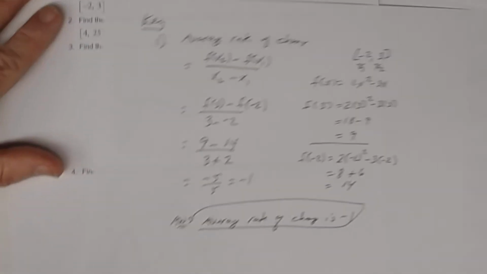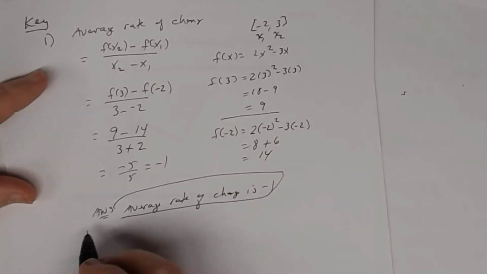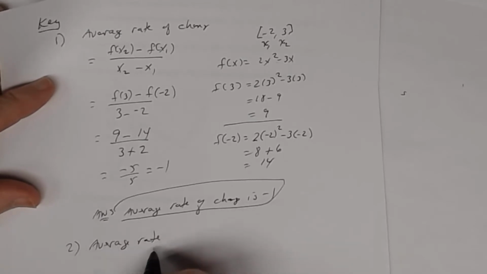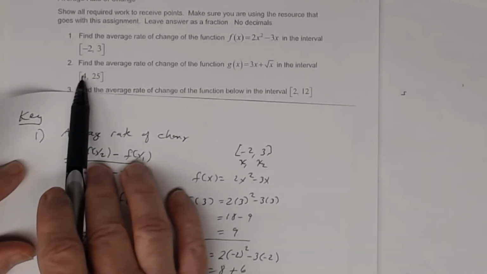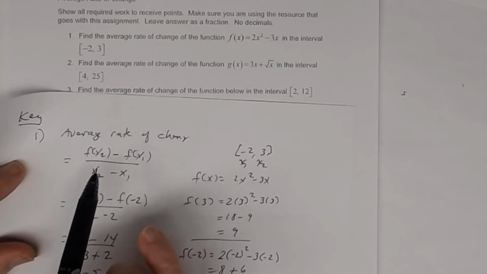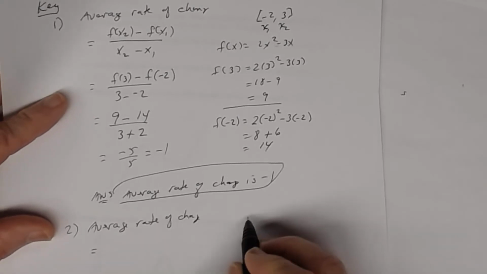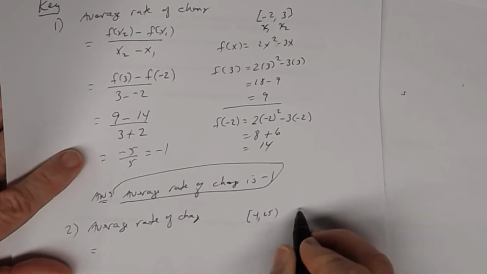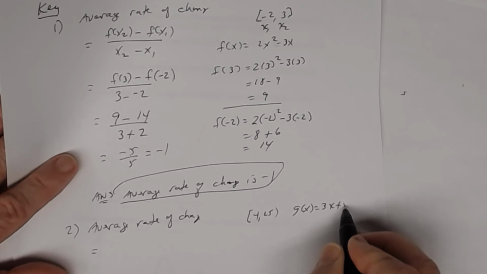Same thing for number 2. Number 2 is just a different function right here, but you do the same thing. Remember, the average rate of change is basically finding the slope of the segment that goes from the point where x is 4 to the point where x is 25. I'm going to write the interval: 4 to 25. And my function g of x is 3x plus the square root of x.